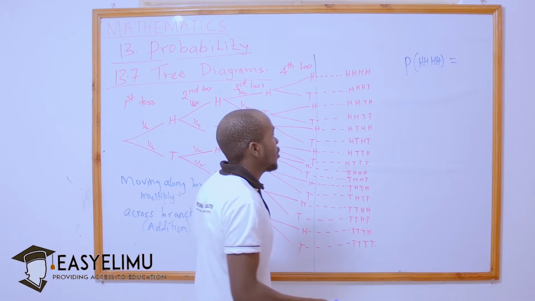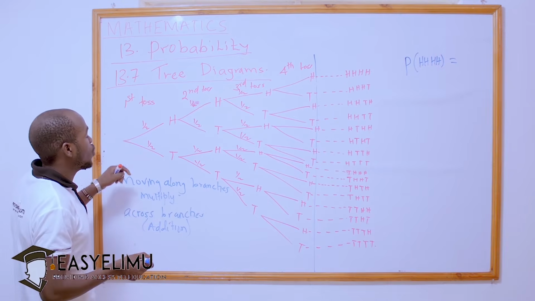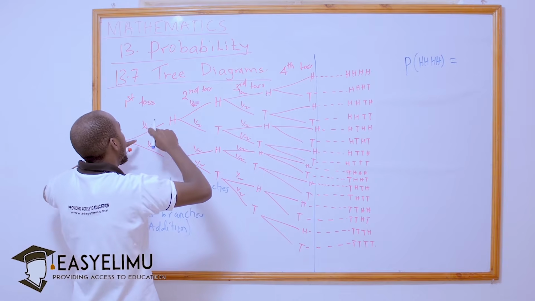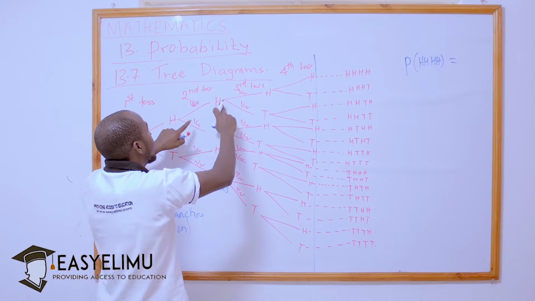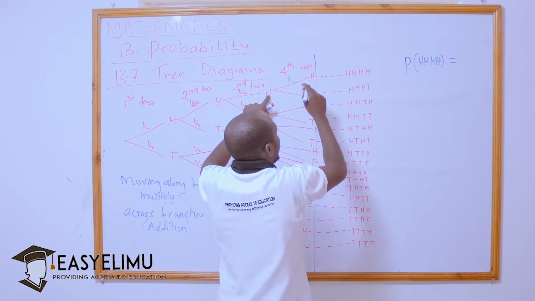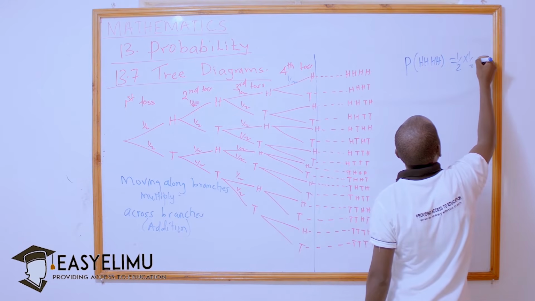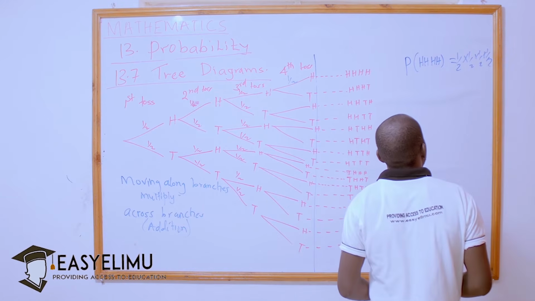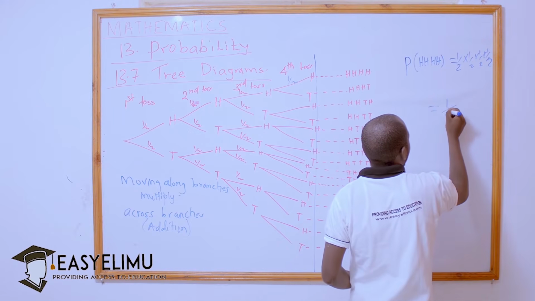So let's see how we shall do it. For that case, we are going to use that method there, and as we move along the branches, we are going to multiply. So getting a head, it will be a half, multiplied by a half to get the second head, multiplied by a half to get the third, and then a half here to get the fourth head. So we have a half multiplied by a half, by a half, by a half, and that is going to give you 1 over 16.